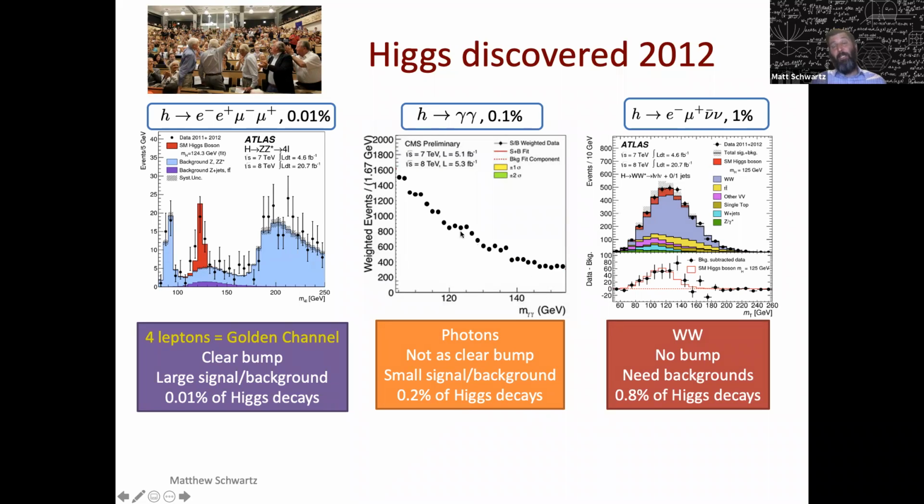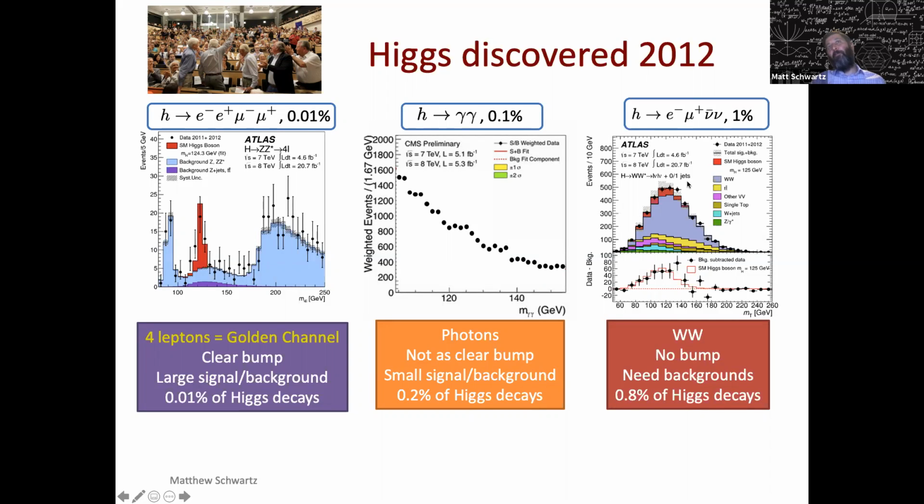We don't know exactly what we're seeing, and we have to have a convincing signal. If all we get are these vague little humps on top of things, we're not going to know what's going on. On the third channel that was discovered, the Higgs to 2 leptons and 2 neutrinos, there is missing energy, so you can't completely reconstruct the Higgs. Instead, you plot something called transverse mass, and you look for a bump in there.